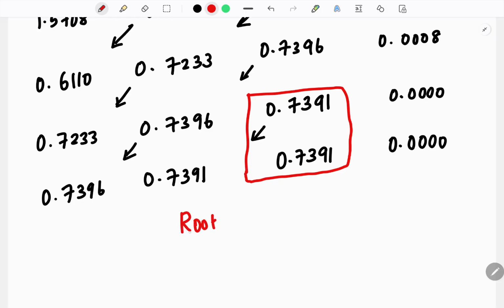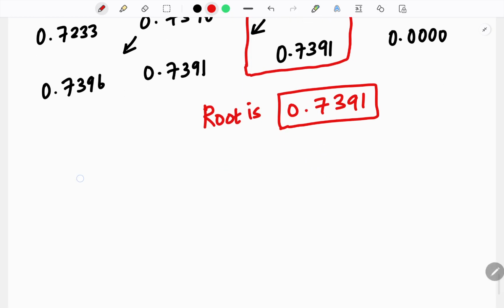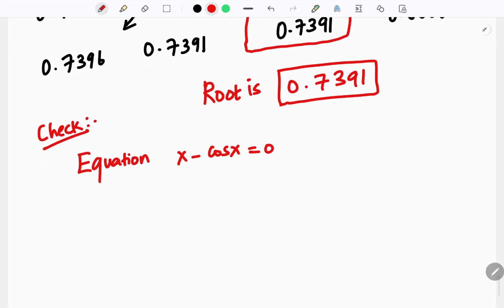Therefore, the root is 0.7391. Okay, this is your answer. How do I check this answer in the calculator, teacher? The equation is x minus cos x is equal to 0. How do you check whether your answer is correct or not? Take your calculator.